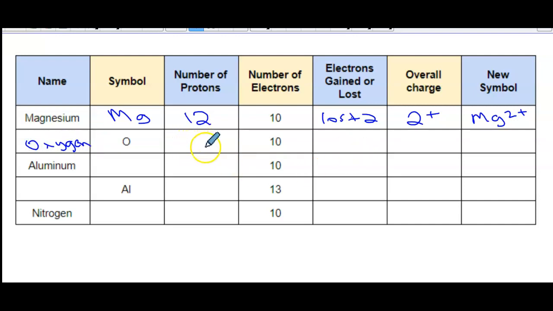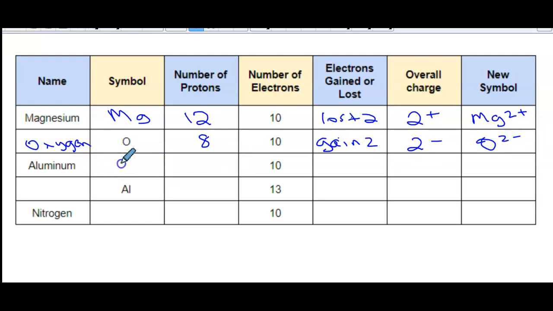And we know that its protons are 8. We know that it had 8 protons, and now it has 10 electrons, so it gained 2. So its overall charge is 2-. Its new symbol would be O, 2-.